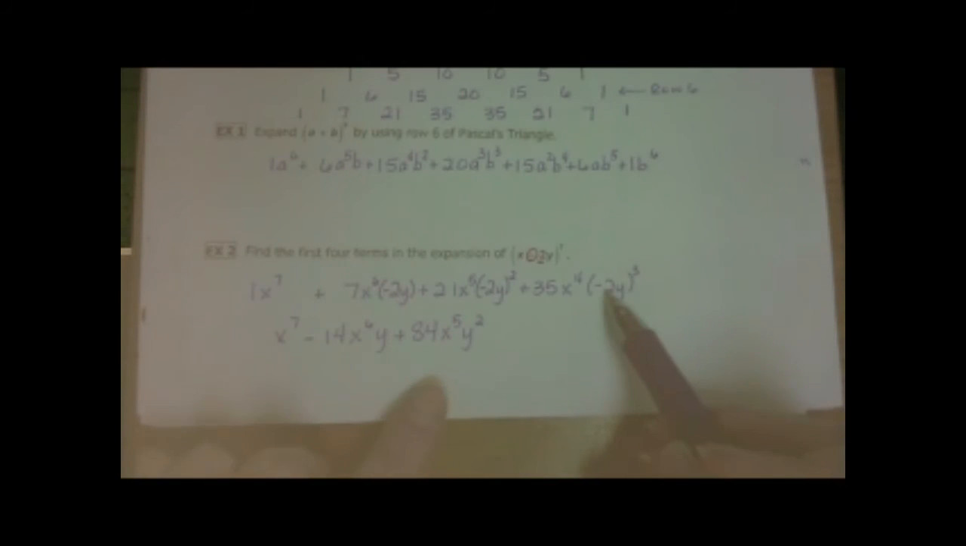All right? The next one. Here's what I have. I've got a negative 2 quantity squared, which gives me 4. So 4 times 21 gives me 84. So plus 84 x to the 5th y squared. Now here, I've got negative 2 raised to the 3rd power, which is negative 8. So negative 8 times 35. So this is going to be a minus. And that gives us minus 280 x to the fourth, y to the third.